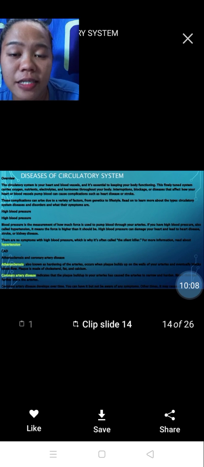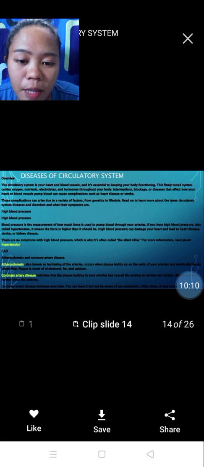Next is the coronary artery disease. As I said, it indicates that the plaque buildup in your artery has caused it to narrow and harden. Blood clots can further block the artery.